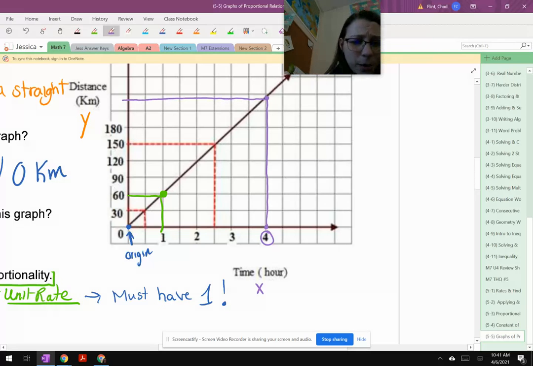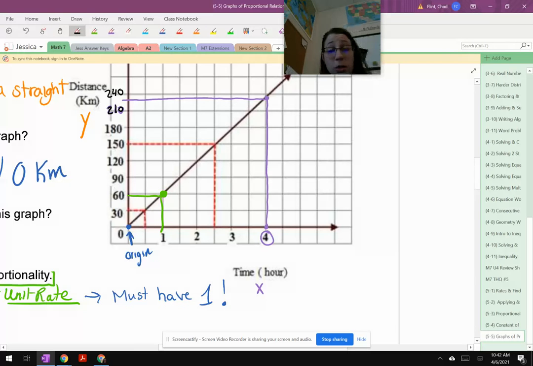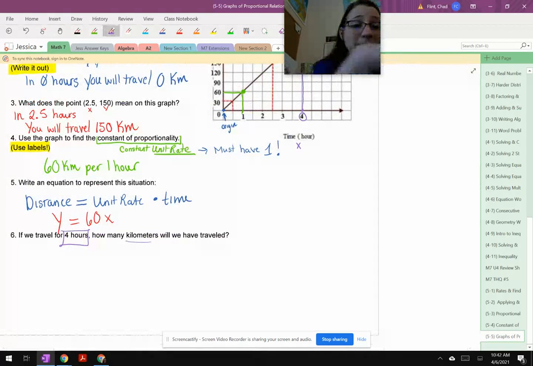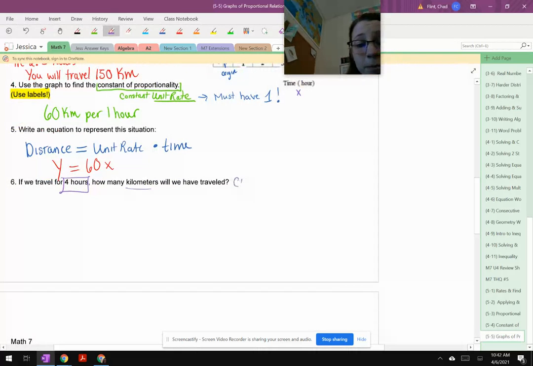Let's see, this is going up by what? 20. This is going up by 30. So 180, 190, 200, 210 would be here. So then up here would be 240. So it's close to 240, but it's not exactly 240, and we can't make the assumption. So here we can't tell by the graph. Can't tell by using the graph.